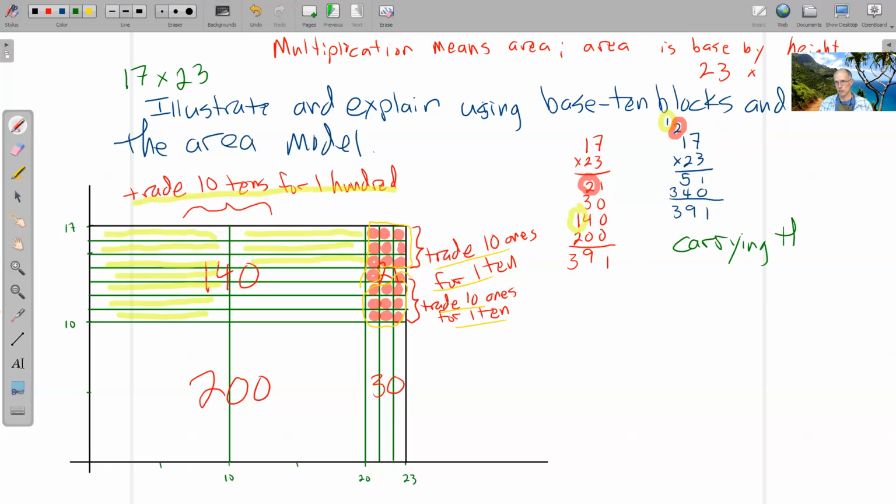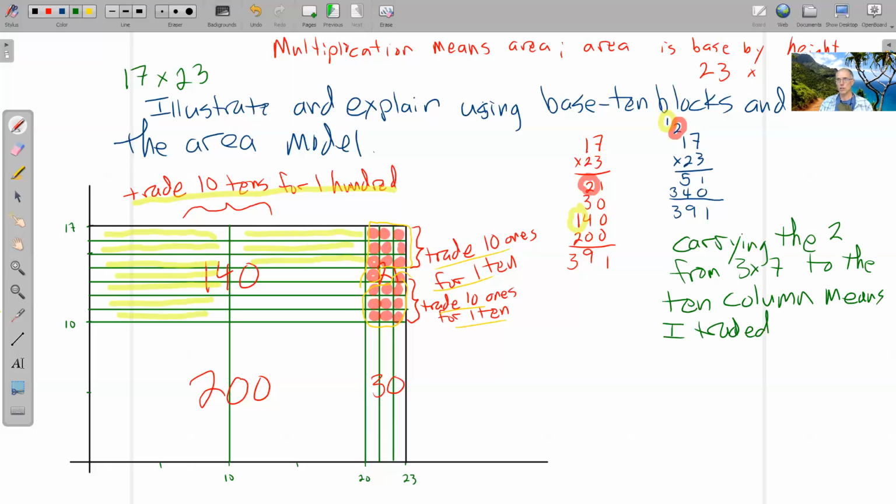Carrying the 2, let's see, where did that come from? From 3 times 7 to the tens column. Means I traded 21s for 2 tens. We want to emphasize that physical trade with the carry. Okay, so that's a big part of this right here.